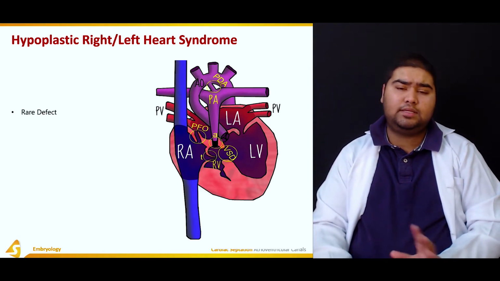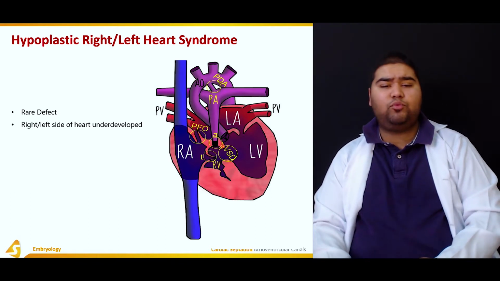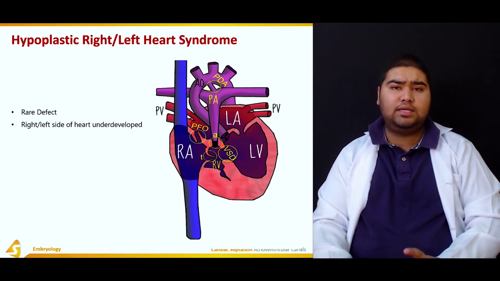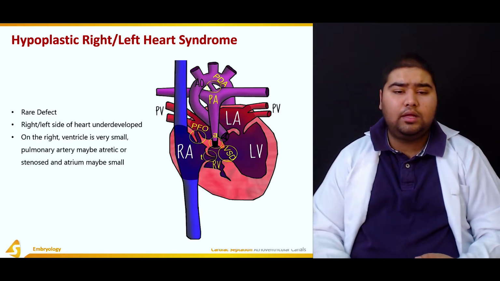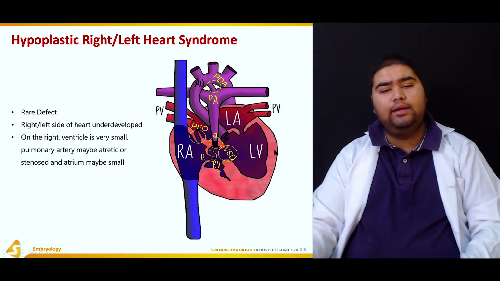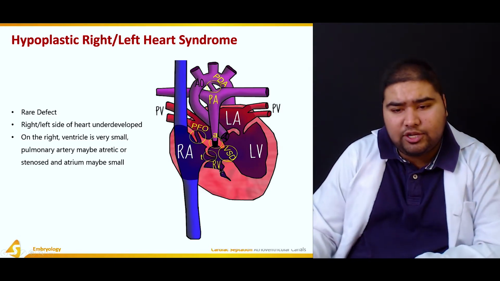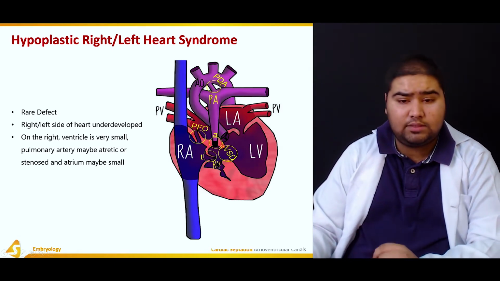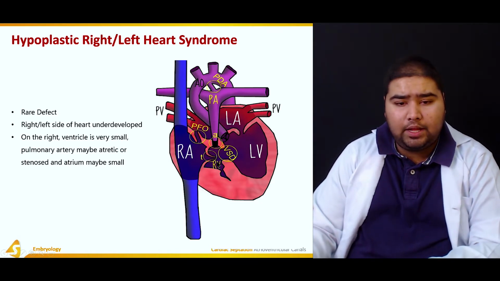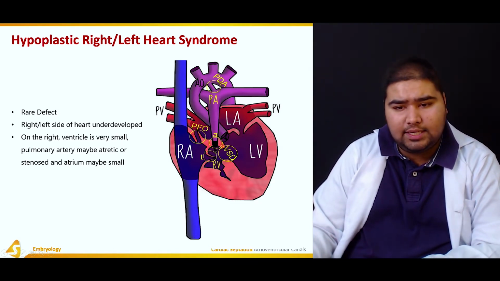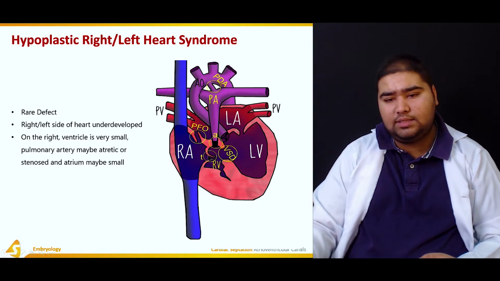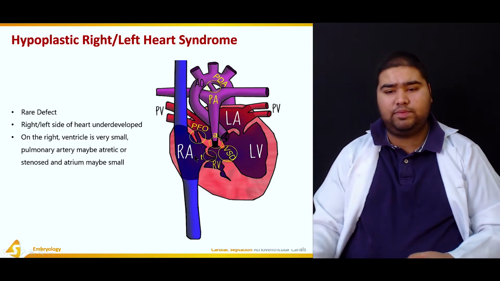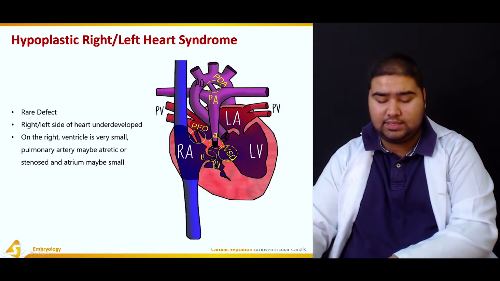So what happens? It is a rare defect in which the right or the left side of the heart is hypoplastic, that is, it has not been formed properly. So on the right side here, the right ventricle may be very small. And the pulmonary artery may be atretic or stenosed, tightened, and the atrium may be small. So this is the right atrium, and it may or may not be small. It is actually small in this case.